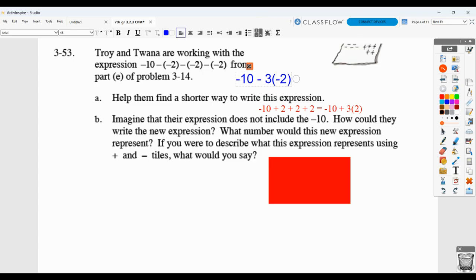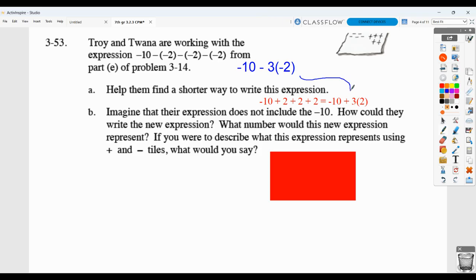Well, if we do the rewrite for that, that is going to be what we have right here. Negative 10 stays as it is. Subtraction changes to addition, and the 3 times negative 2 becomes 3 times positive 2. That's changing the sign. So again, your answer will be the same.